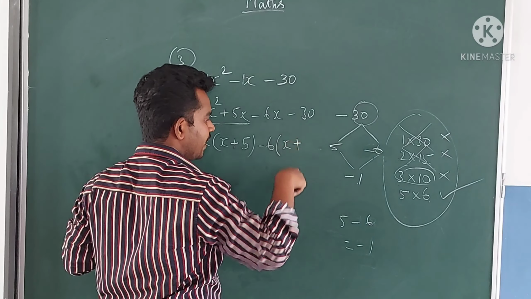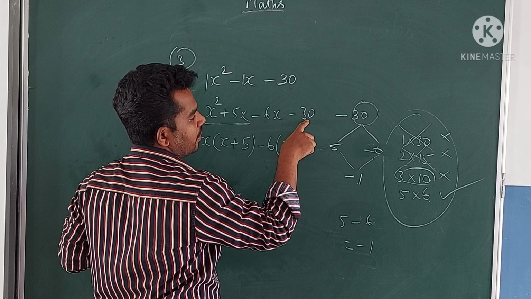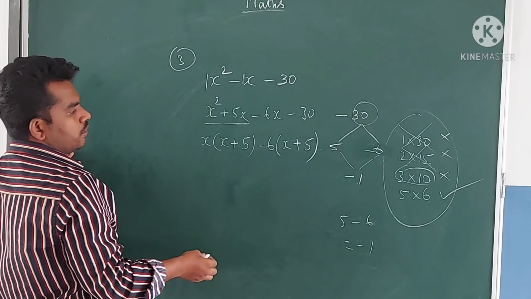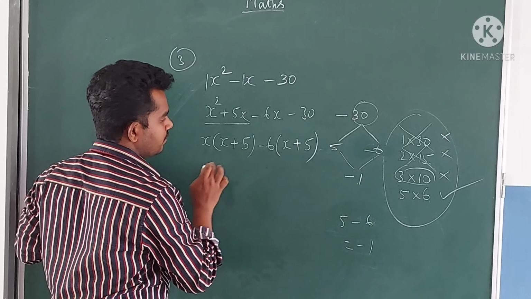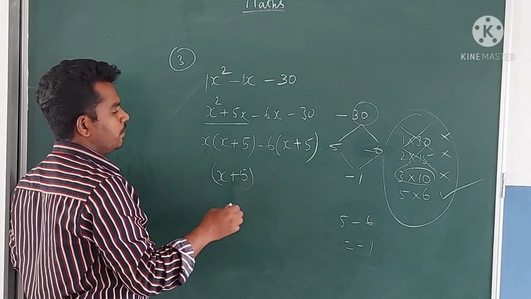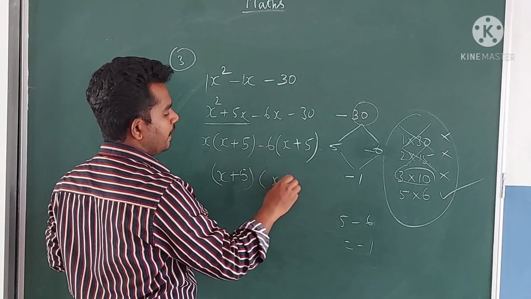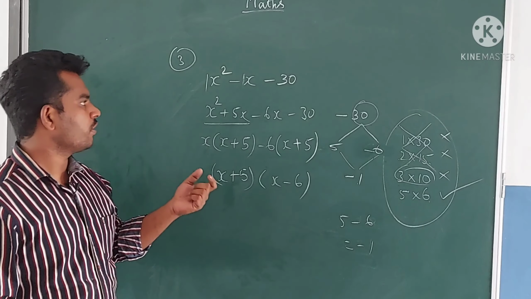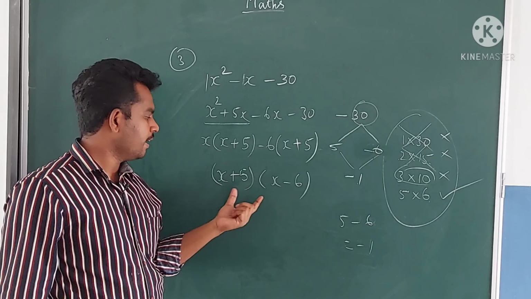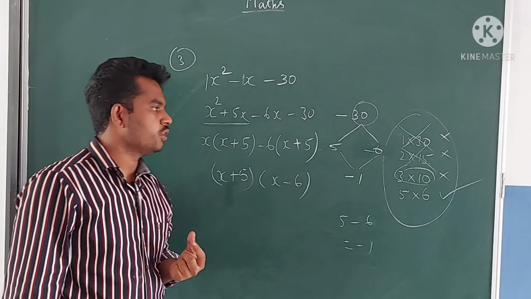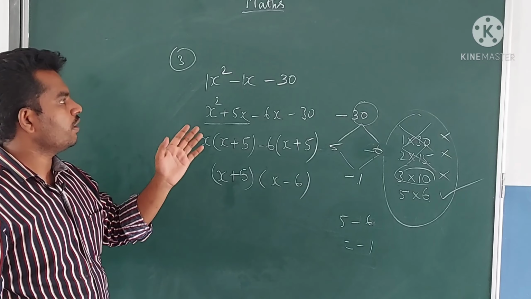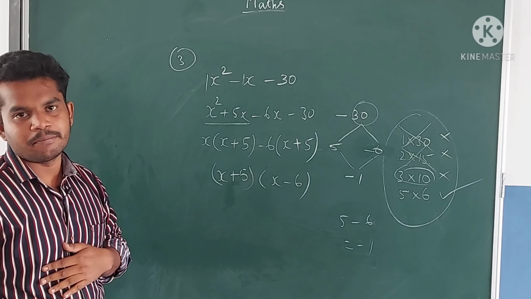Here plus is there, so plus 6 fives are 30. So here 5 comes. In this step, x plus 5 is a common. We will take x plus 5 as a common, and here x minus 6. So the factors for x square minus x minus 30 are x plus 5 and x minus 6. In this way you have to find the factors for this type of sum.